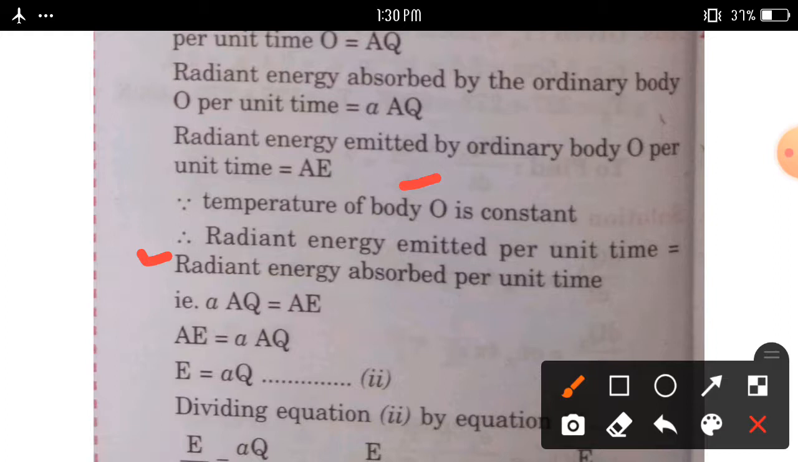Therefore, we can write A into small a into Q is equal to A into E. Here A gets cancelled, remaining E is equal to small a into Q. Consider this equation second.